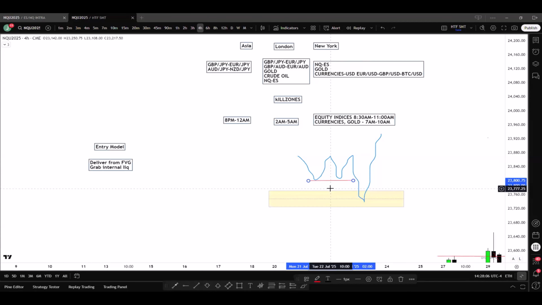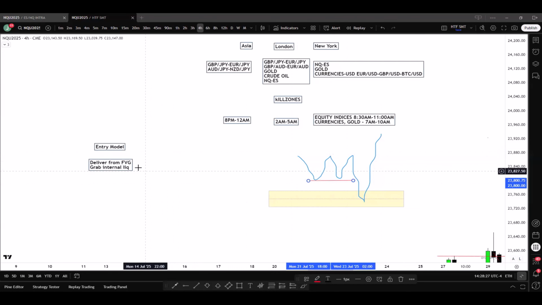That's an absolute must. Now, this could be generated liquidity, or it just could be a previous higher low, like yesterday's higher low, or the day before's higher low, or session highs or lows. It can be any higher low. It has to grab some type of internal liquidity. Otherwise, it's no good.